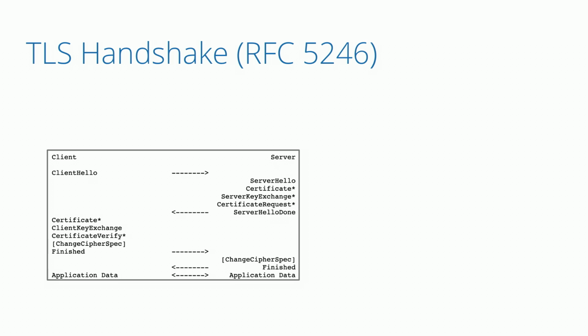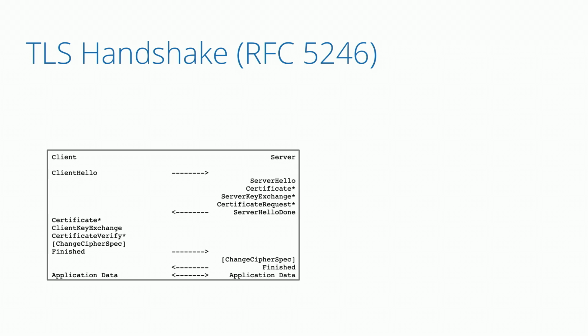RFC 5246 describes a typical TLS 1.2 handshake. The client starts the handshake by sending the client hello message, which advertises the list of parameters that it supports and is willing to negotiate for the connection. The server responds with the server hello message indicating which parameters it chooses, along with its certificate and key exchange value. The client responds with its key exchange value and the finished message, and then both sides can send encrypted application data. We're interested in TLS fingerprinting based on the client hello message.